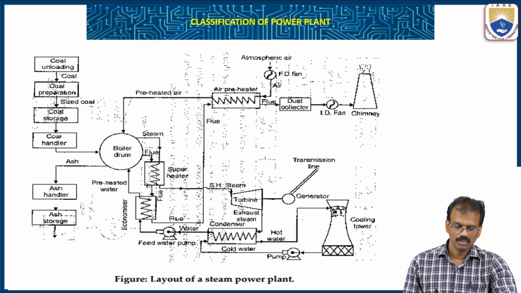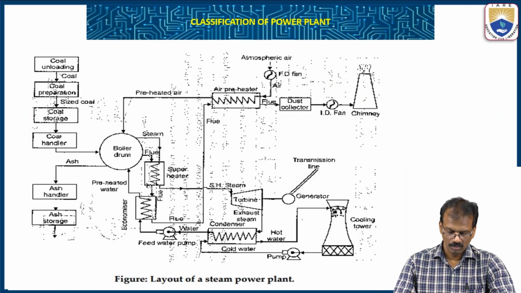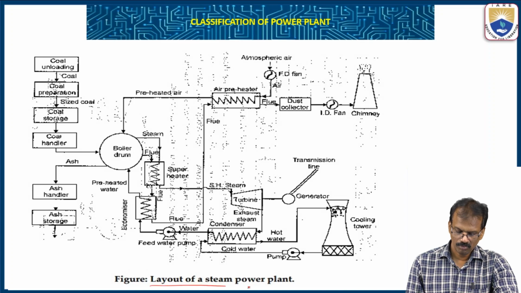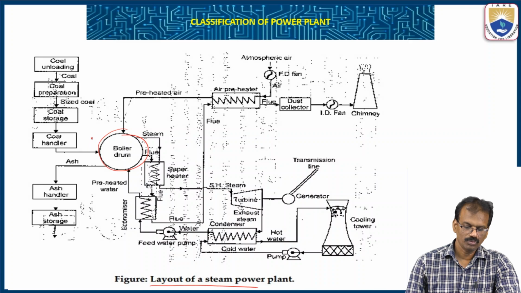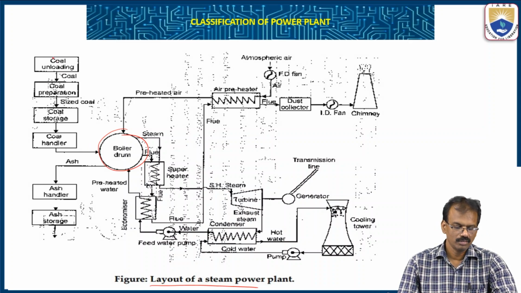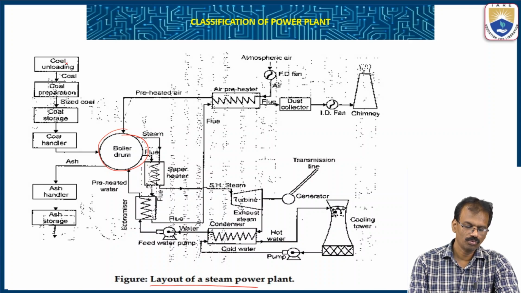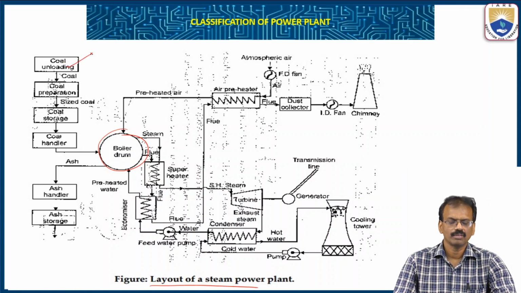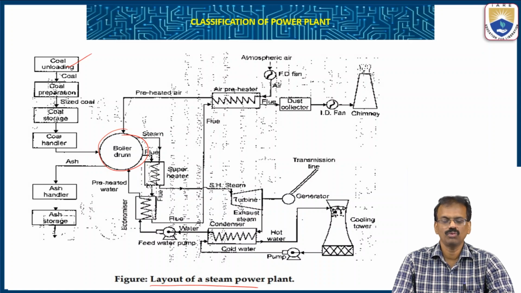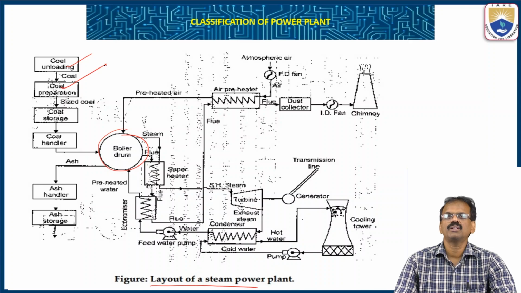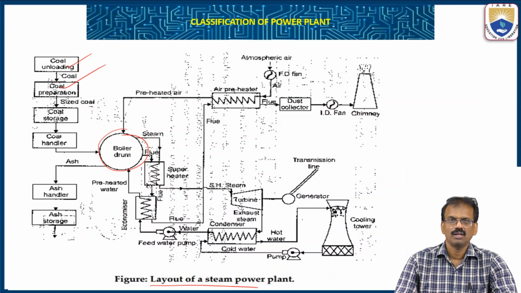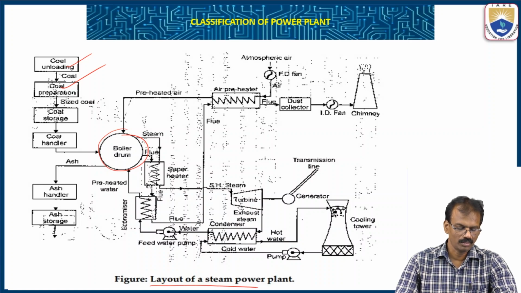Okay, this is just the layout of a steam power plant, one of the figures. This is the boiler drum. You know this one. For this, fuel is required. The fuel means coal. Coal is taken from the coal mines, and the coal should be prepared in the proper way, and sized with the help of some crusher.